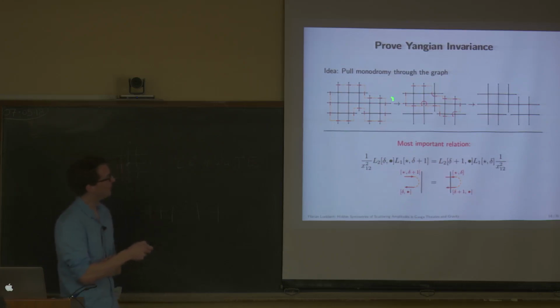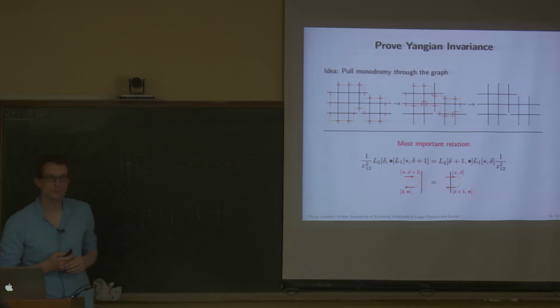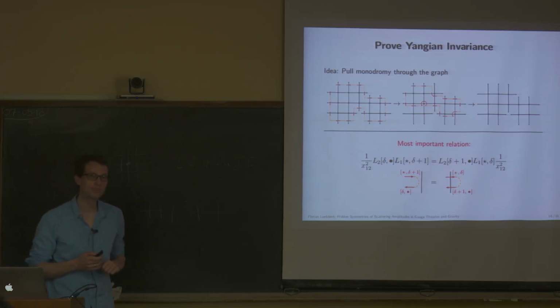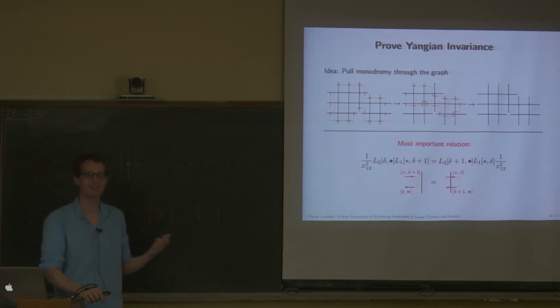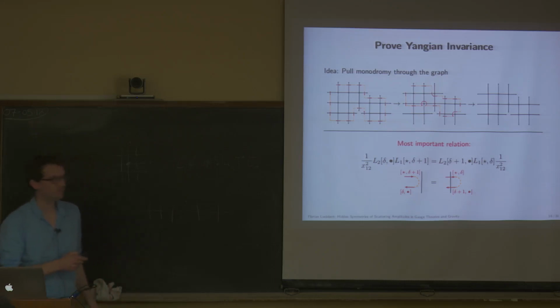So when I pull this monodromy through the graph, the arguments of the Lax operators will change due to these relations. So the goal is to show that this operator acts nicely on an arbitrary graph. Yes. This Yangian invariance means that it acts nicely, and nicely means that it's an eigenvalue equation. Exactly.